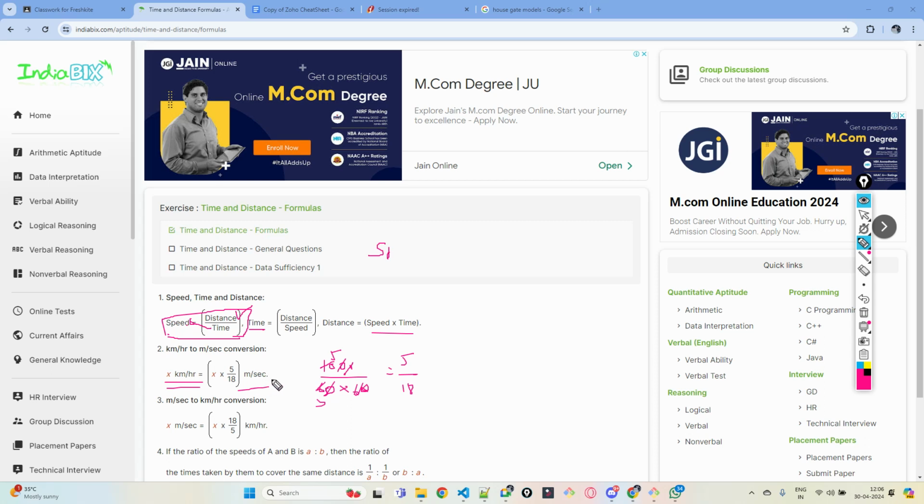Similarly, to convert meter per second to kilometer per hour, it is the opposite, 18 by 5, right? So you have to understand clearly how this came, because at any point you may forget this. Suppose you are trying to solve a problem after 1 week or 1 month, it is important to understand how this came.